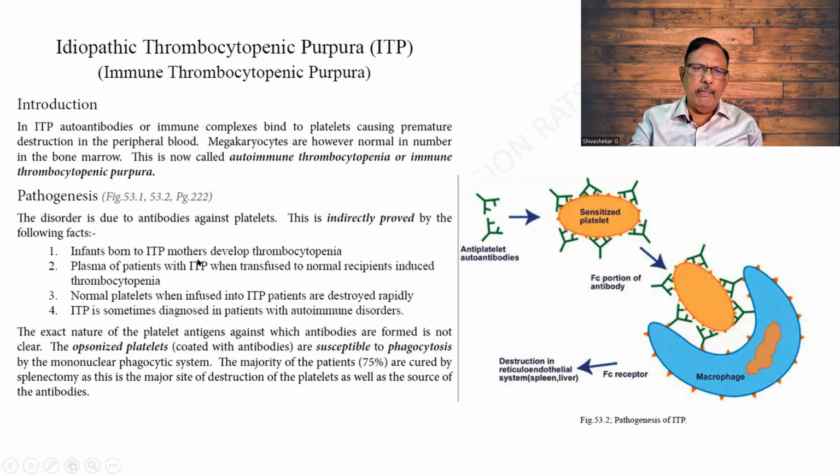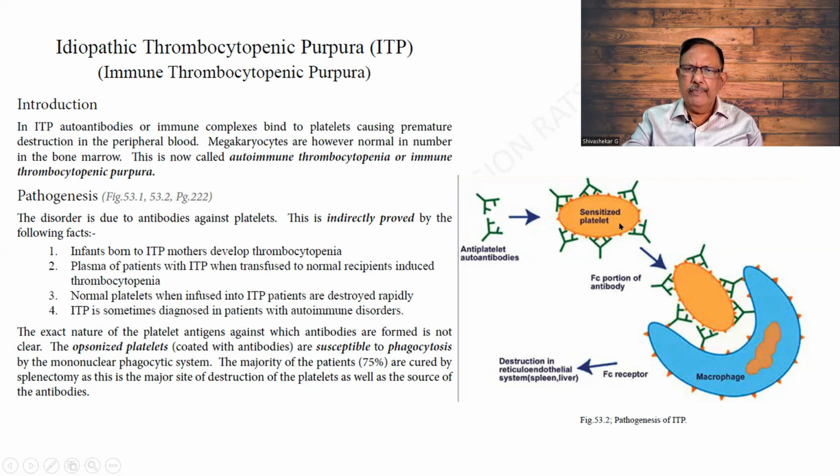Infants born to ITP mothers develop thrombocytopenia because of the antibodies. Patients, when they are transfused, can develop it. Normal platelets, when infused into ITP patients, are also destroyed. And ITP is sometimes diagnosed with other autoimmune disorders. There is a condition called opsonization, coating of the platelets with the antibodies, after which they are susceptible to phagocytosis.